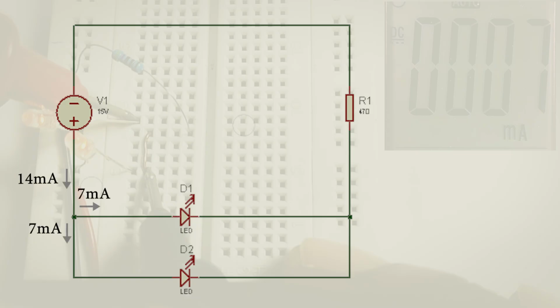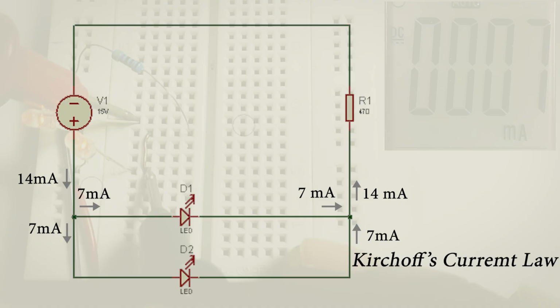Now, the current from the power supply is approximately 14 milliamps, but gets to the node of our parallel circuit and splits through both loads equally, and that's because they have the same resistance, and then it combines after leaving the node of both loads back to 14 milliamps. Now this is Kirchhoff's current law.